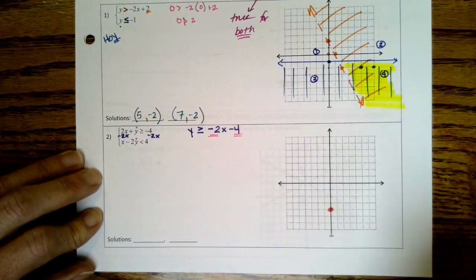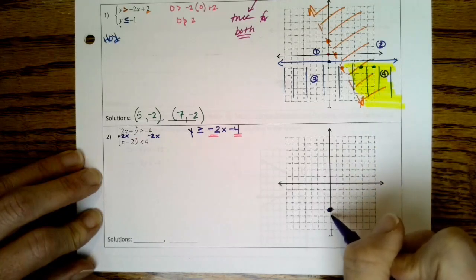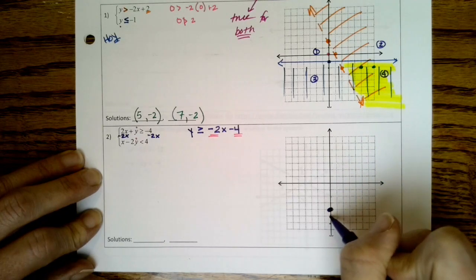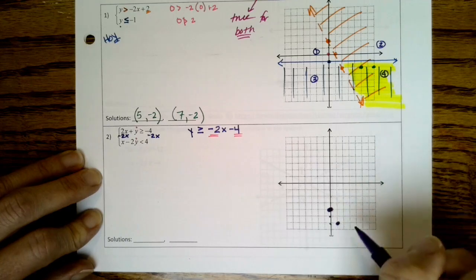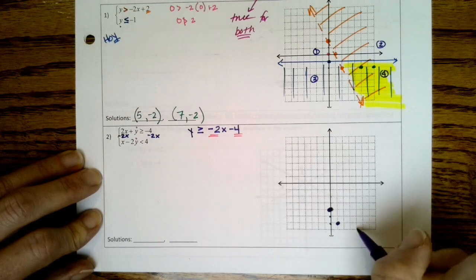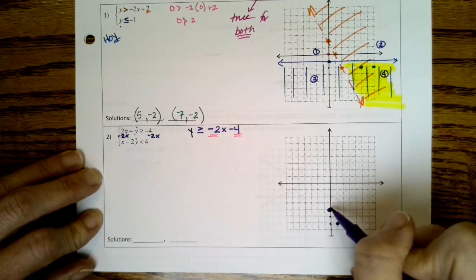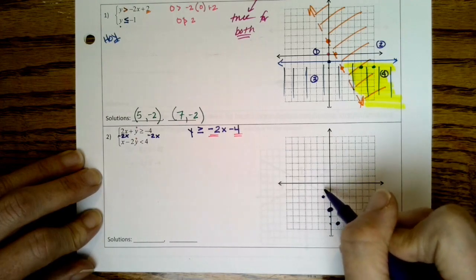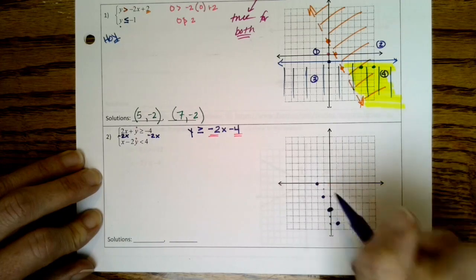Oh, I'll do some purple. Here's my negative 4. And I fall 2, run 1. That's the slope of negative 2. Here's my fall 2, run 1. Now, see how I run out of room here? It's the same thing if I rise 2, go backwards 1, rise 2, go backwards 1.